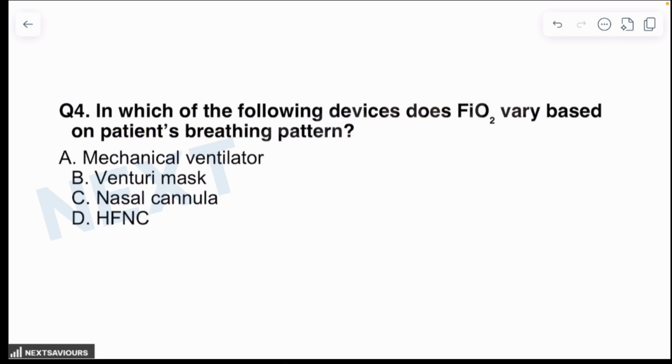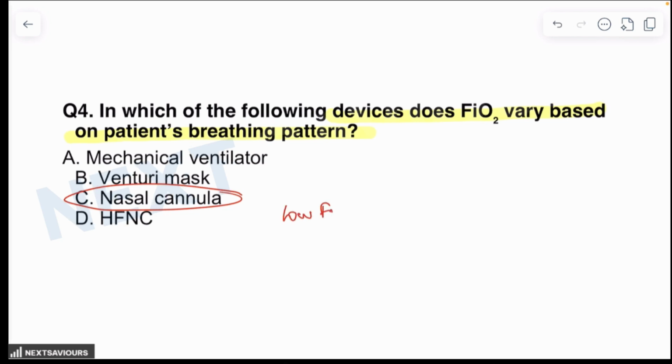Now, in which of the following devices does FiO2 vary based on the patient's breathing pattern? The answer for that question is nasal cannula, because devices like nasal cannula are low flow systems and the FiO2 varies with the tidal volume and the respiratory rate. And the rest of them are high flow system devices where there is no variation. You have to set the FiO2 in those cases.